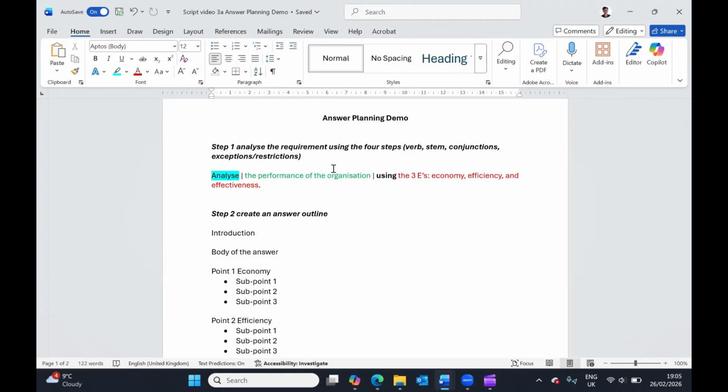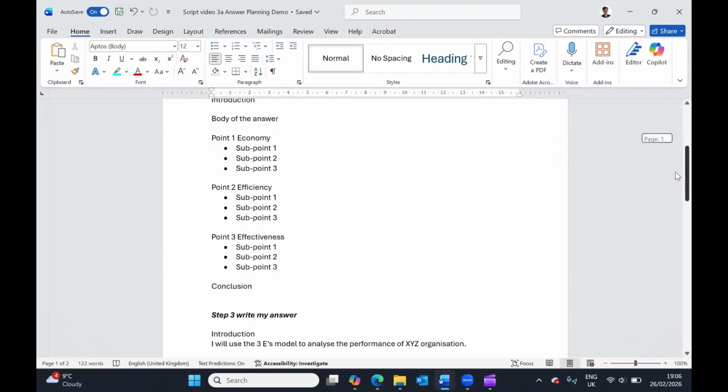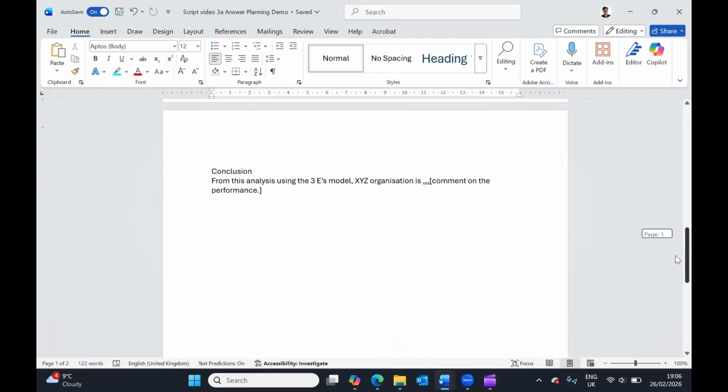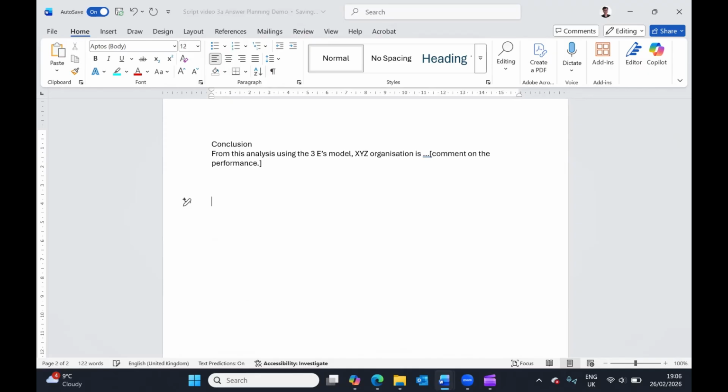Then any conjunctions. That's going to sort of give you an idea of any particular models you need to use, or if there are multiple sections to the question. And then the latter part would be any exceptions or restrictions. So that was number one. Let's have a look at, we'll just look at one more.